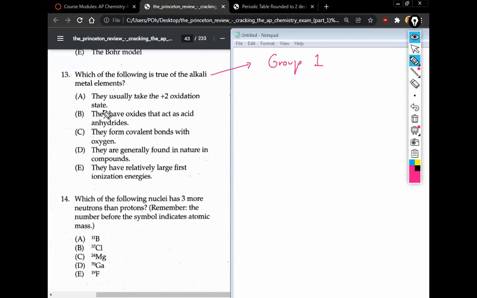So A is out because what oxidation state do they normally want to become? Yeah, they want to become +1. It's not 2, it's +1. Okay, do you guys even know what acid anhydrides are?